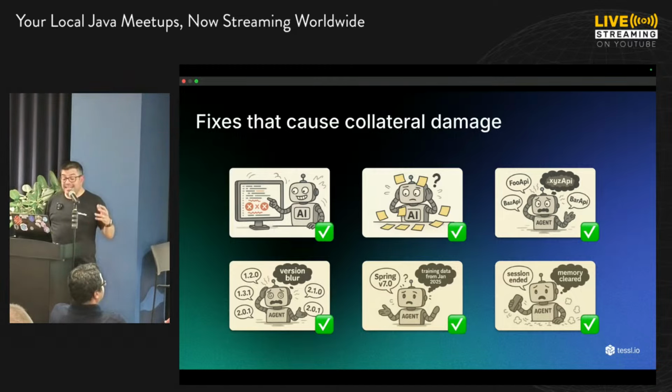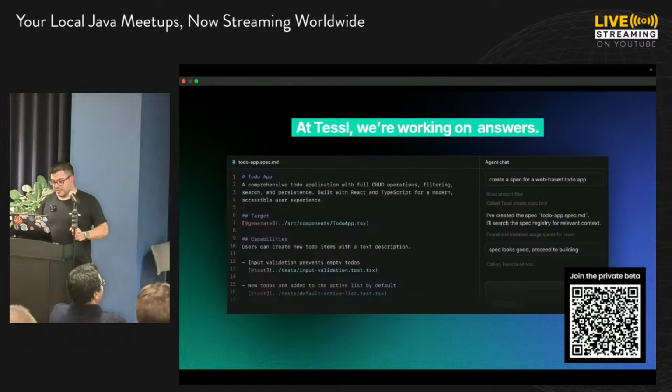So a lot of the issues that we're trying to solve are some of the core issues that we've been having ourselves with agents, and that's what we're trying to fix. So yes, at Testable we are working on answers to a bunch of major questions that exist in the spec space.